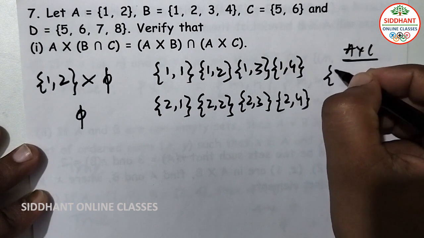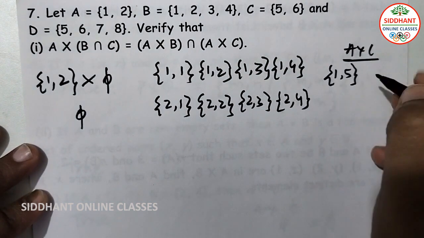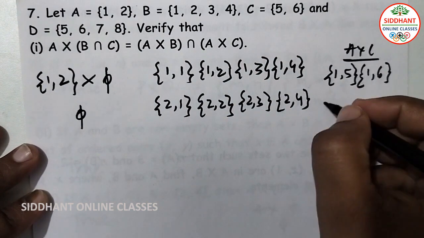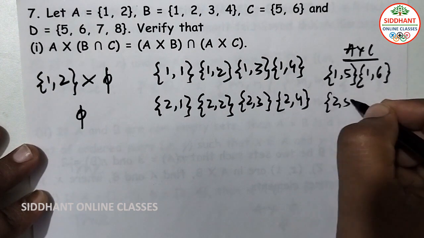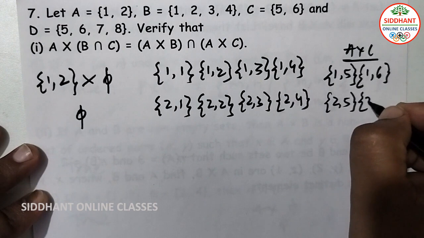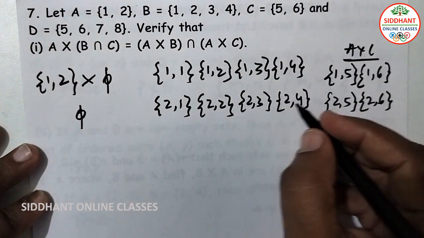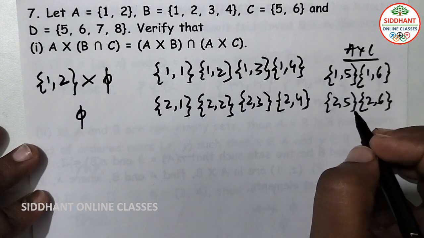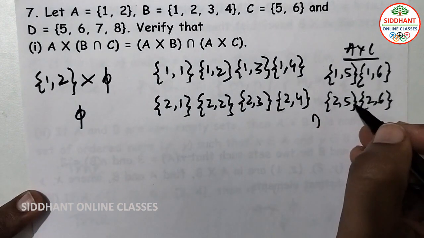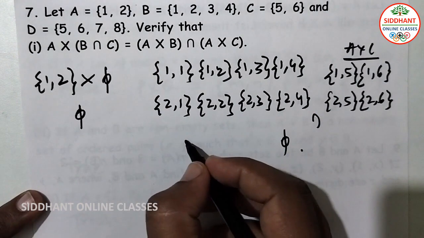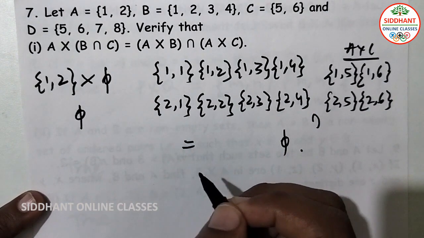Now A cross C, when you are going to see, so that will be 1 comma 5, 1, 6, 2, 5, 2, 6. So here when you are going to see intersection, so there is no common here, so we get a null here. So we can say these two are equal.